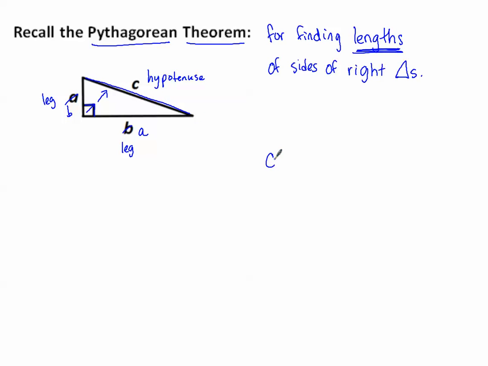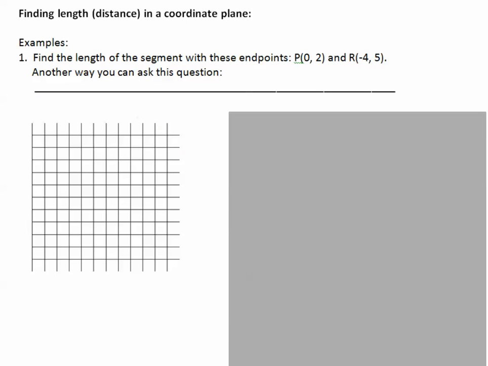And then the formula, c squared equals a squared plus b squared. Again, the letters can be anything. The important thing is it's hypotenuse squared equals leg squared plus leg squared. Now, why are we talking about triangles now when we're discussing lengths? Let's look at it. Here we're going to practice finding length or distance in a coordinate plane. Like number 1, find the length of the segment with these endpoints. P is (0, 2), R is (-4, 5).